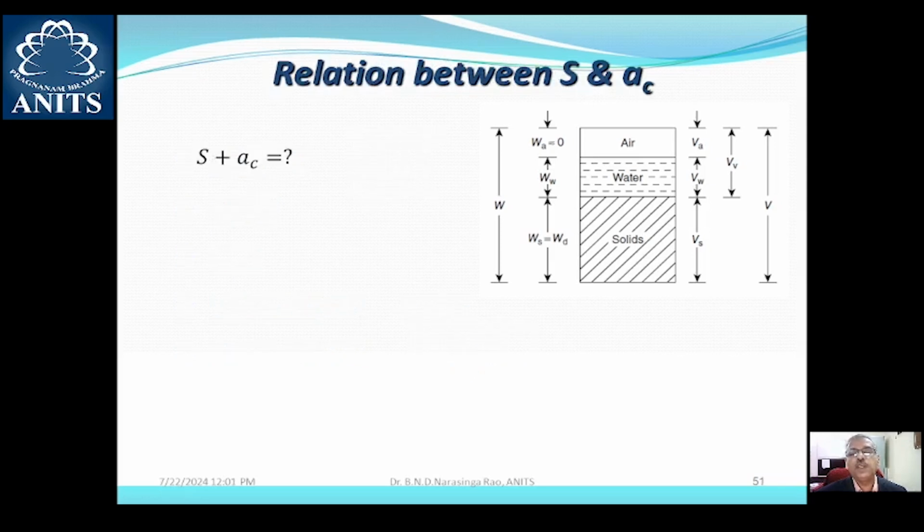So obviously the sum of S and AC, degree of saturation and air content, is equal to 1. Because the denominator is the same, and in the numerator we are referring to the two components of the volume of voids.